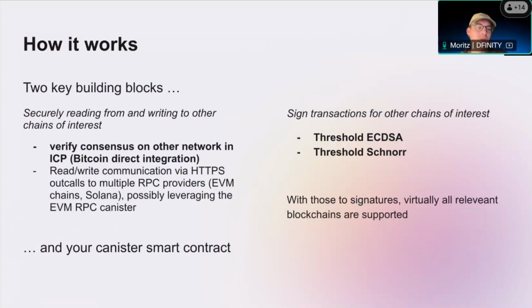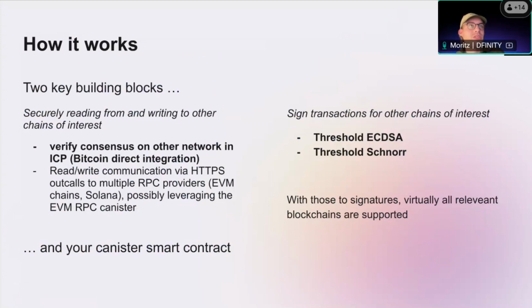And in general, how this works on a high level is that there are usually always two key building blocks involved here. The first one is that we need a way to securely read from the target chain and also write to the target chain that we're interested in. And we also need to be able to sign transactions for the other chains that we're interested in.